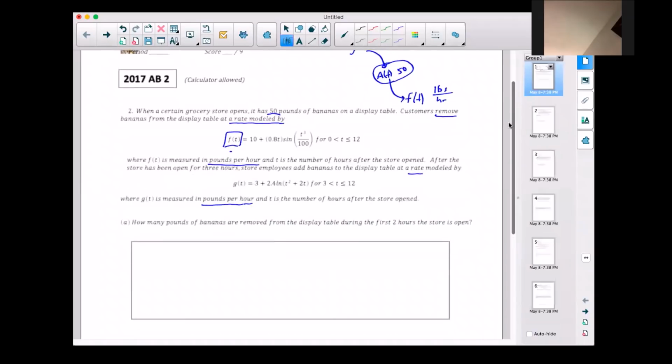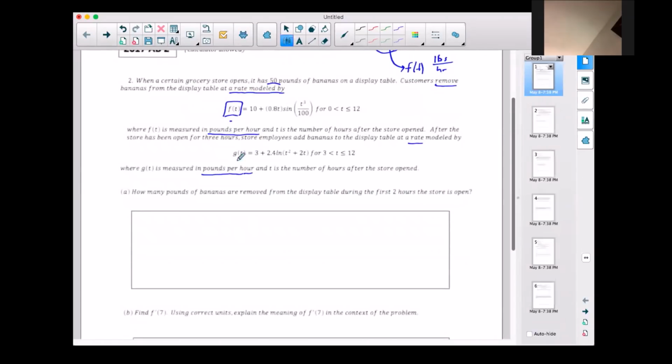So part A says how many pounds of bananas are removed. So as you answer these questions, always underline some of these key words. How many pounds are removed during the first 2 hours? So it's asking essentially for a total, right? Like what's the pounds, right? Look at the units. It's asking for pounds. And we know that F and G, those units are going to be pounds per hour, but they're asking a question about pounds, right? It's a total amount.